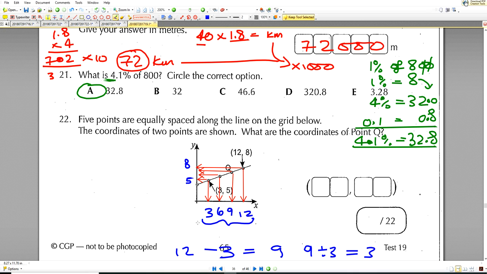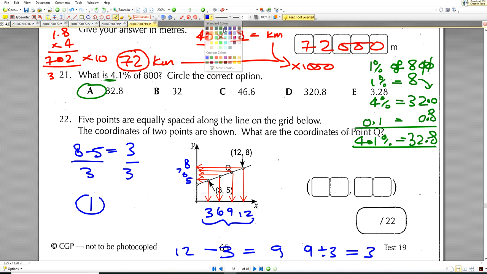Beautiful coordinates, lovely. Look here now, 8 to 5. 8 take away 5 will give us 3. And we've got here 1, 2, 3 sections. So 3 divided by 3 will give us 1. So that's 5, 6, 7, and 8. Fantastic. Lovely. So Q will have the coordinates of 9 along the X. Let me choose a different color for extra emphasis. Q will be here, and it will be that one. So we will have 9 along the X and 7 along the Y. So that will be 9, 7. Ignore the extra boxes there.